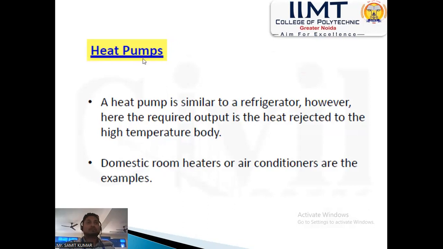The next thing is the heat pump. A heat pump is similar to the refrigerator process, but here the required output is hot temperature inside the space, inside the room. The outer temperature is the hot air. Two examples are the domestic room heater and the air conditioner. They also convert the lower temperature to a higher temperature with the help of a heat pump.